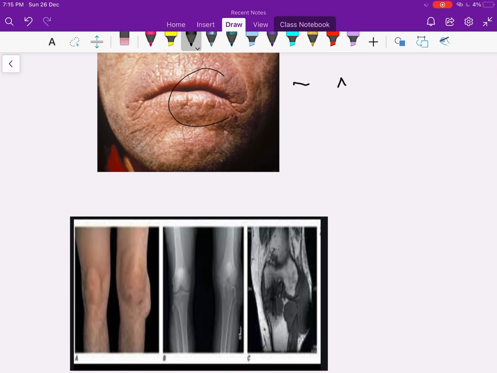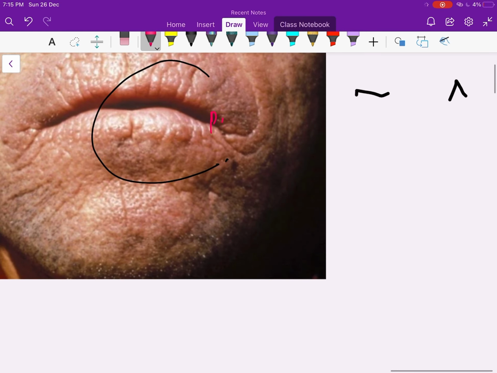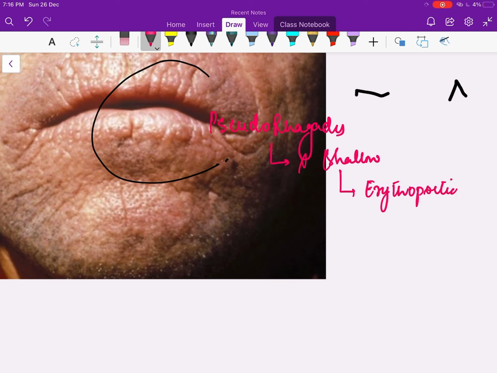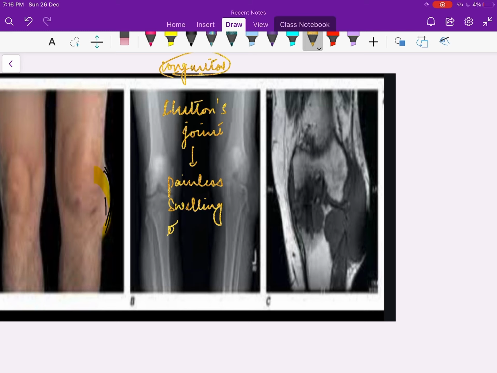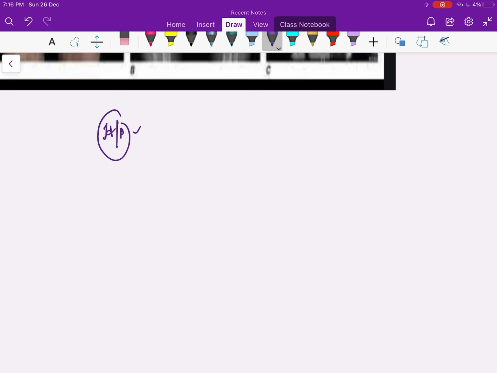This is a picture of pseudo-rhagades in a patient with erythropoietic protoporphyria. Here you can see fissuring around the oral cavity, but these are not continuous and these are shallow. These are seen in two conditions but not in congenital syphilis. Here there is a swelling of the knee joint. This is called Clutton's joint. What is Clutton's joint? It is painless swelling of the knee joint. That is another characteristic feature of congenital syphilis.